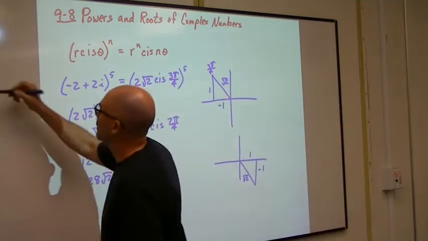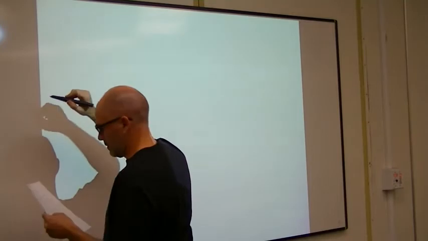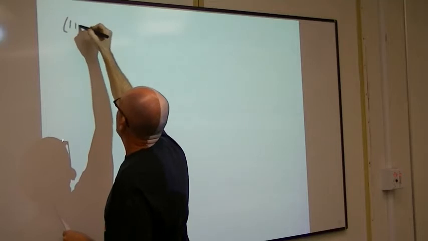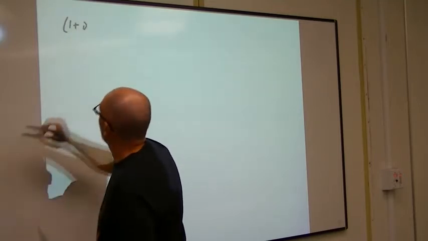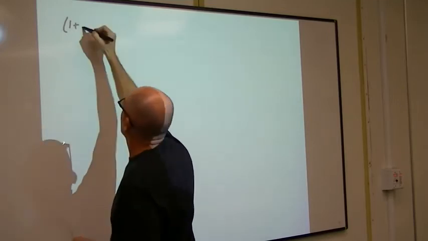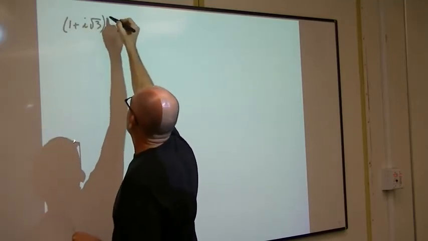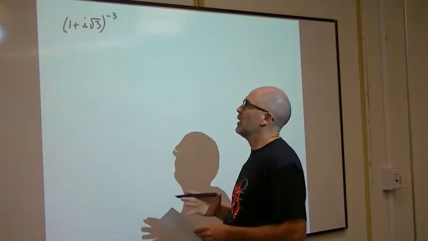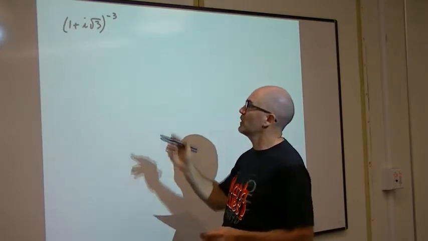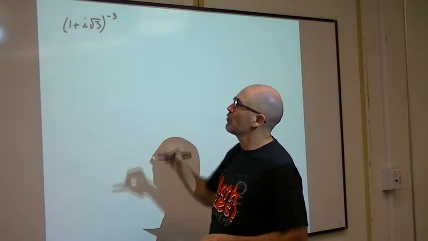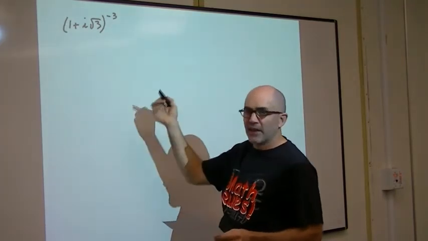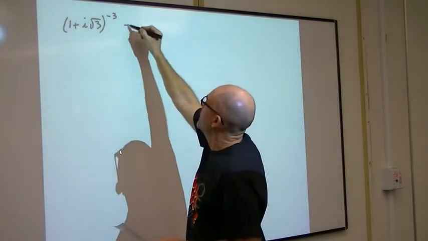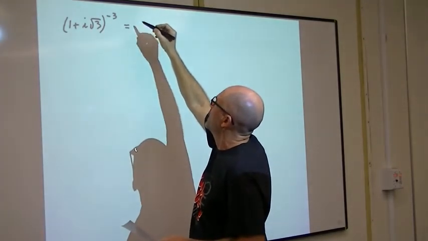Let's try 1 plus i square root of 3, to the negative third. Now, if we kept this in rectangular form, it's going to be even nastier because I'm going to have to multiply this by itself 3 times and invert it and then try to fix that. But in polar form, it becomes a lot easier.